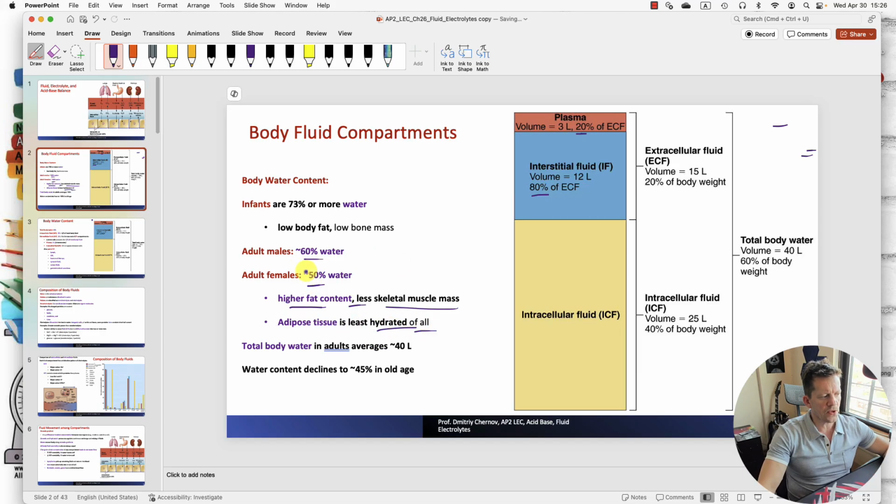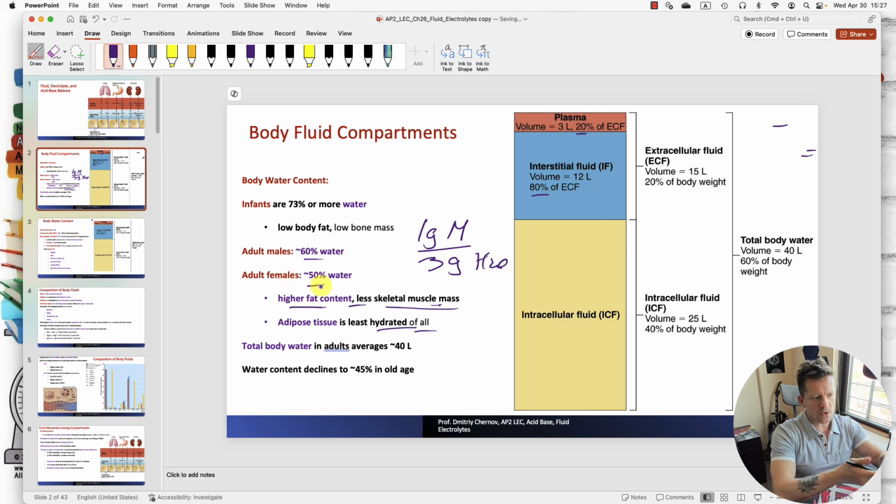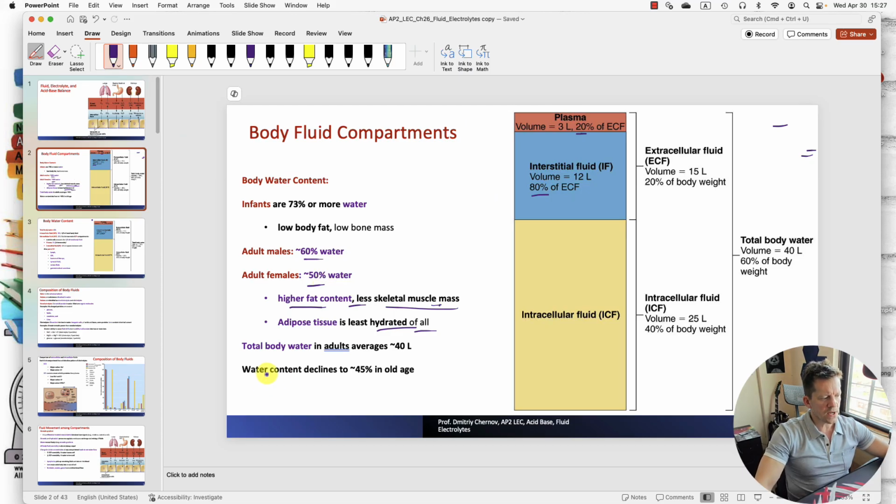The thing is that there's water that needs to support muscle mass, so that's why when there's less muscle mass, there's less water. The ratio is about 1:3. So if you have 1 gram of muscle, you need about 3 grams of water to support the muscle mass. That's why with females, you see less water, just because there's more fat compared to muscle. Water content declines over time.